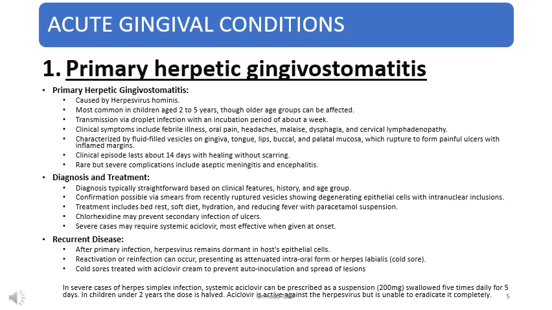Diagnosis and treatment. Diagnosis is typically straightforward based on clinical features, history, and age group. Confirmation possible via smears from ruptured vesicles showing degenerating epithelial cells with intranuclear inclusions. Treatment includes bed rest, soft diet, hydration, and reducing fever with paracetamol suspension. Chlorhexidine may prevent secondary infection of ulcers. Severe cases may require systemic acyclovir, most effective given at onset.